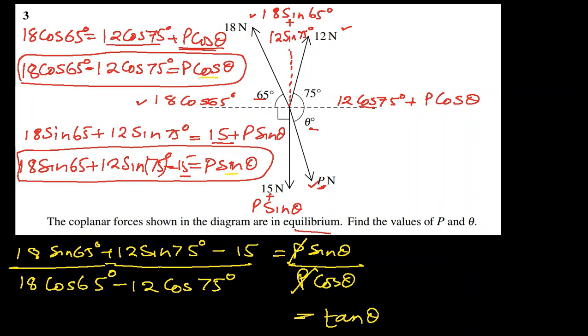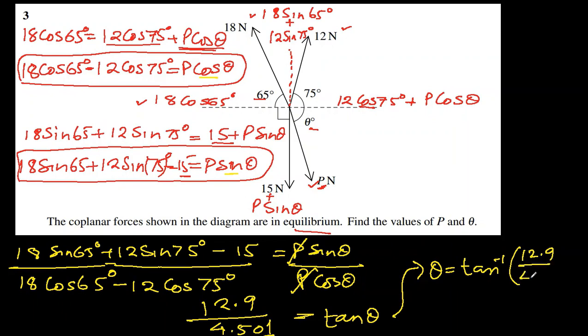After using my calculator, I got the numerator as 12.9 and the denominator as 4.501. So if we want to find theta now, we can use tan inverse.